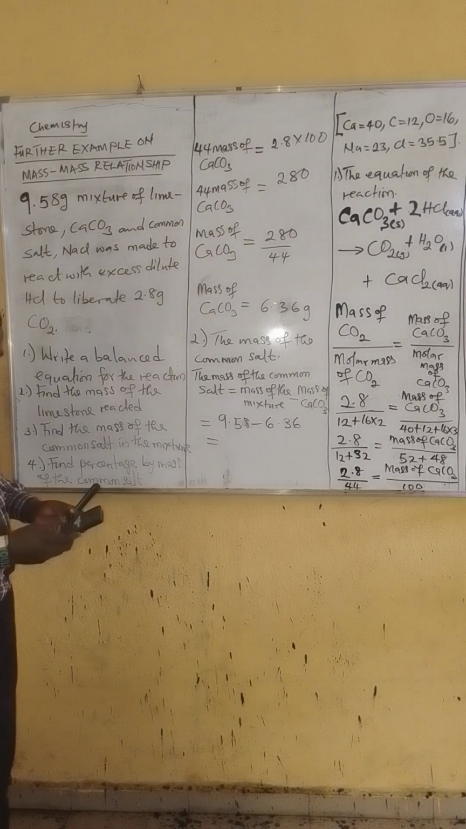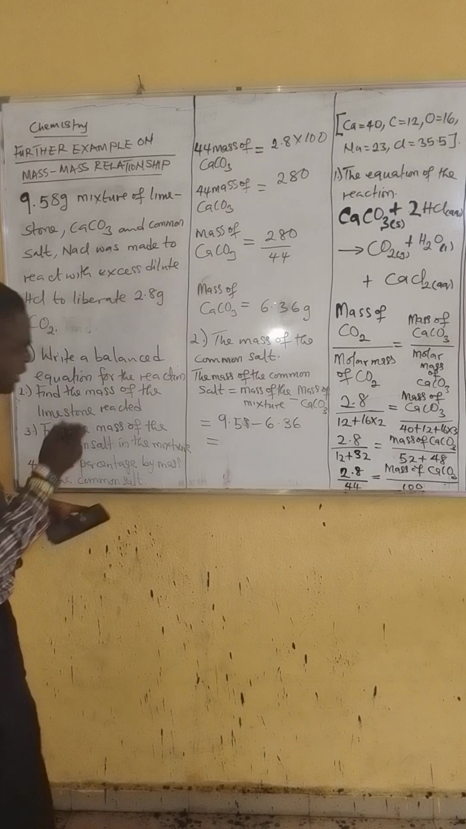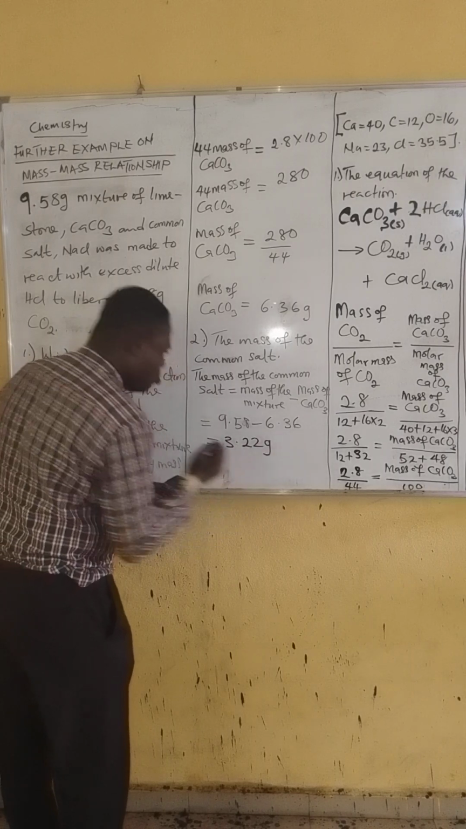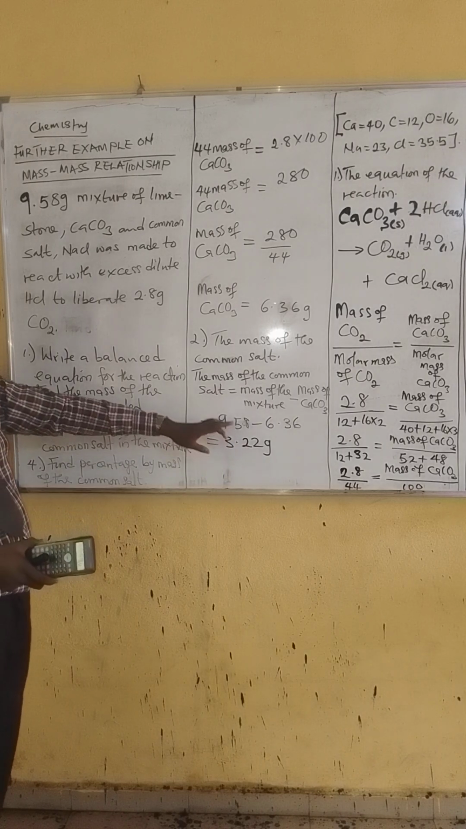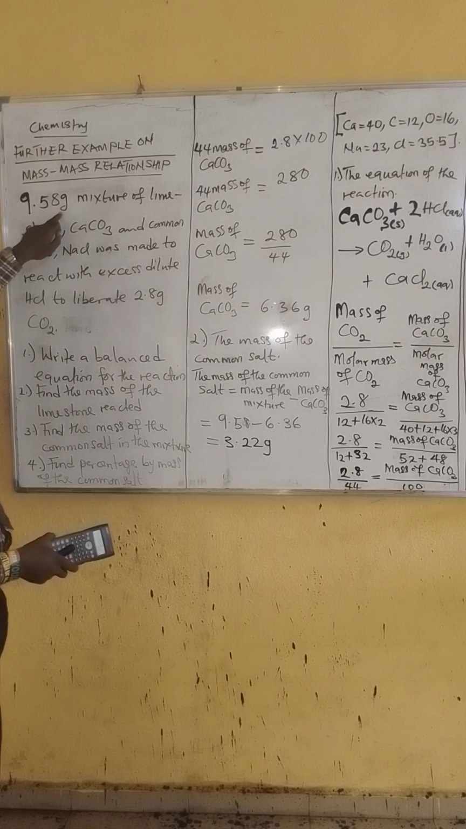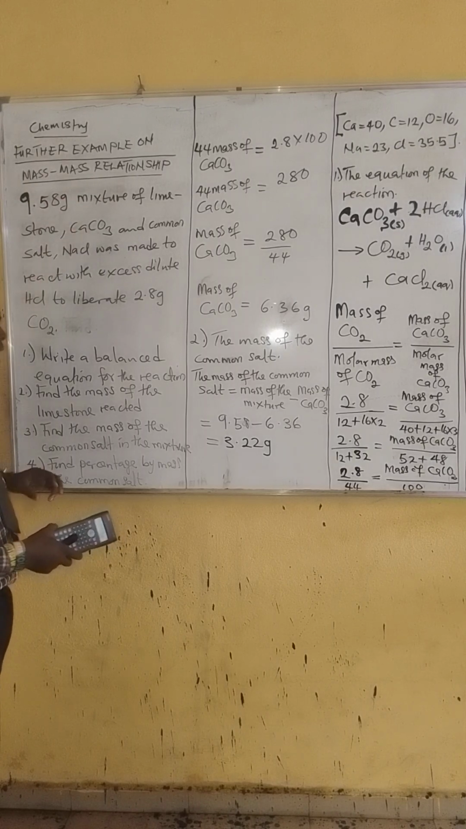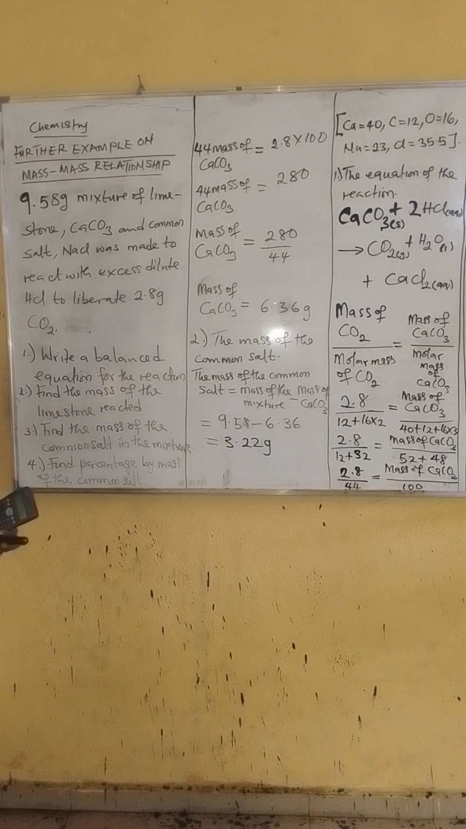So what is our answer going to be? Let's go on and look at that. We have 9.58 minus 6.36. Our answer is 3.22 gram. So if you add this 3.22 gram to this 6.36 gram, you will get this 9.58 gram, which is the mass of the mixture of calcium carbonate and sodium chloride. So like I told you, the sodium chloride is acting as an impurity inside this question.